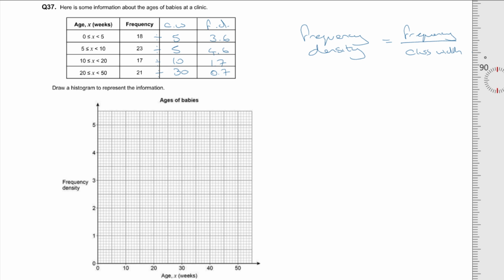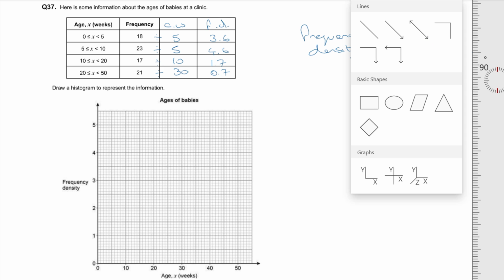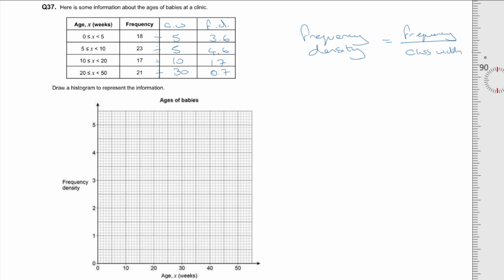So now I'm ready to draw my bars. I'm going to cheat and use the bar drawing tool. So 0 to 5, height of 3.6. I'm going to draw a square from 0 to 5, height of 3.6. So next bar goes from 5 to 10 with a height of 4.6.